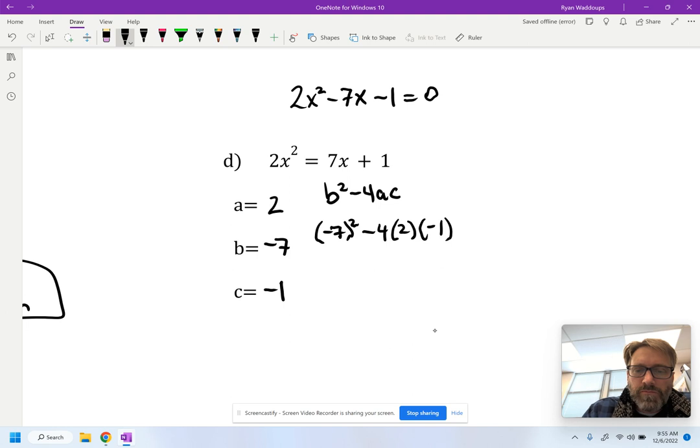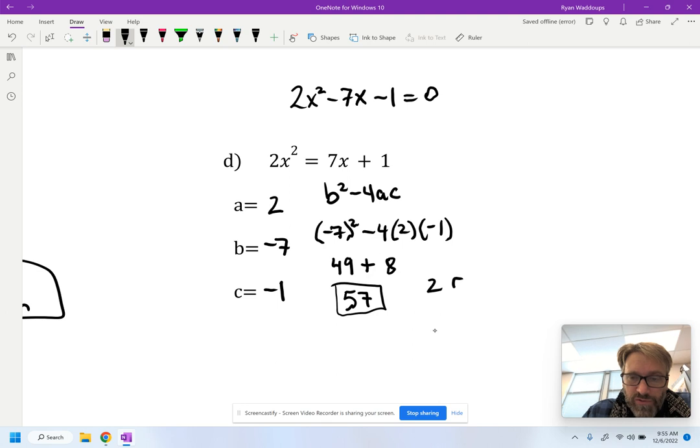And negative 7 squared is 49. And then I've got a negative 4 and a negative 1. Those are going to cancel each other out, making this plus rather than minus. 4 times 2 is 8, times the 1 is also 8. 49 plus 8, 57. And because 57 is positive, this means there are 2 real solutions.